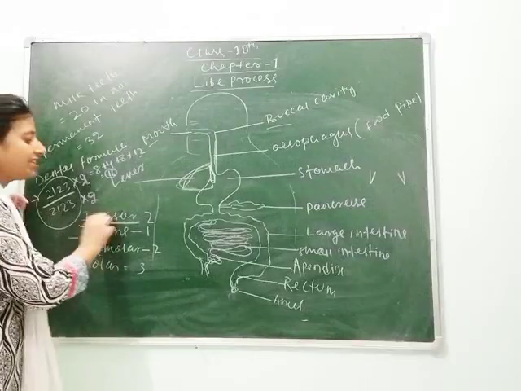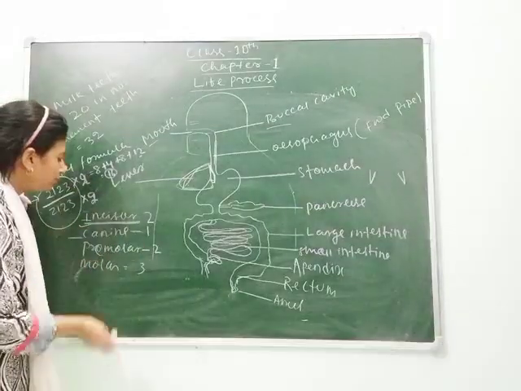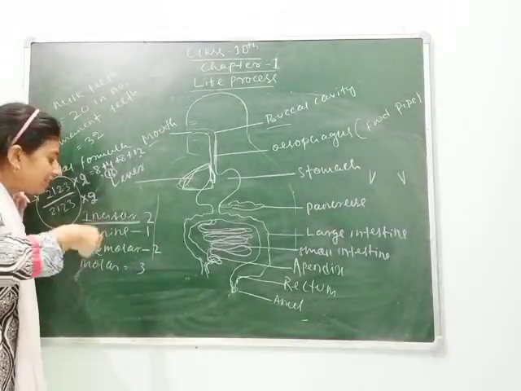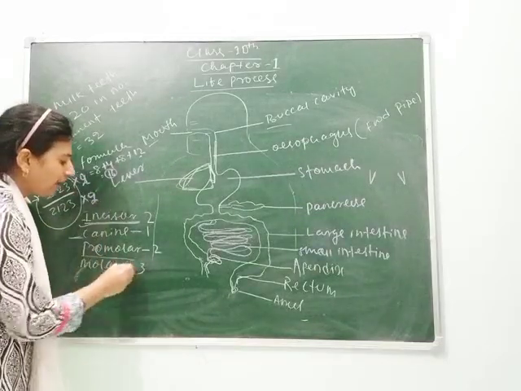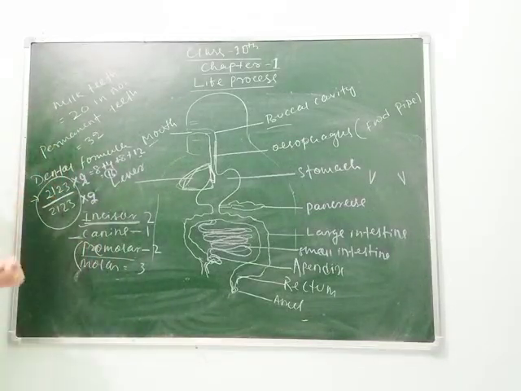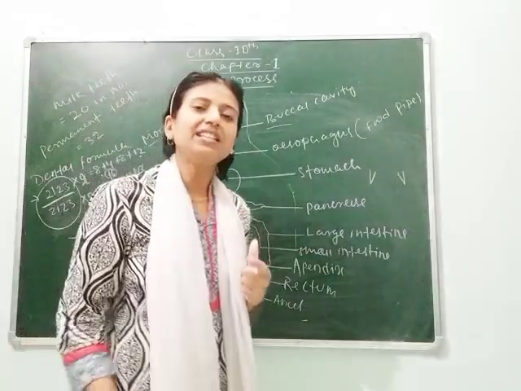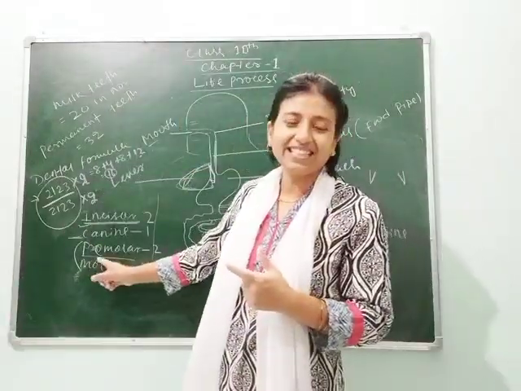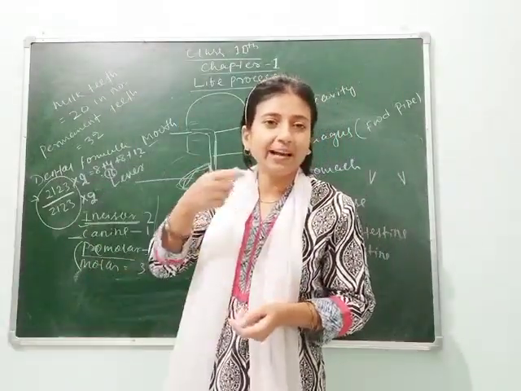So students, incisors are to bite the food, canines are to tear the meat, and premolars and molars both help in grinding. We can say these two types of teeth are grinding teeth because they help in grinding.